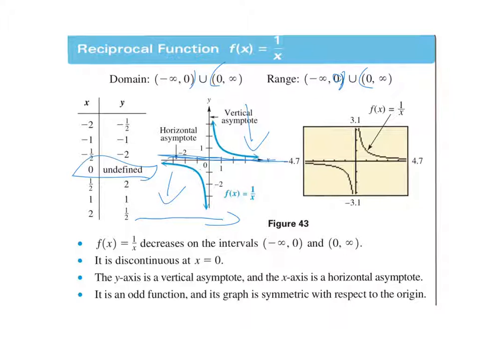And this is what we call an odd function. An odd function means that if you were to plug negative x into our function, you'd get the opposite thing out. So if you plug in negative x, you will get negative f of x.